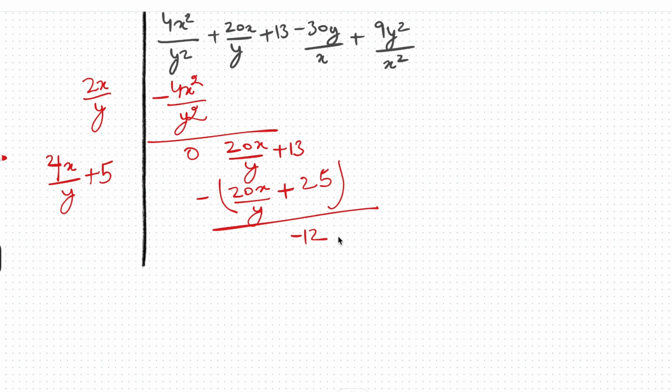Next we will take the next two terms down, which are minus 30y upon x plus 9y square upon x square, and write the double of the previous answer here. So that would be 4x upon y plus 10.